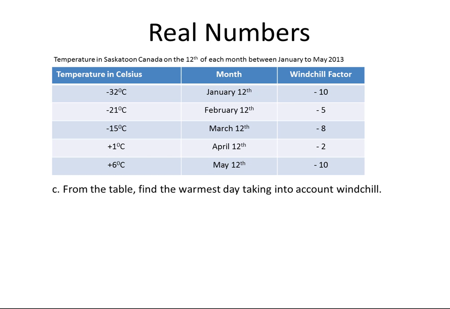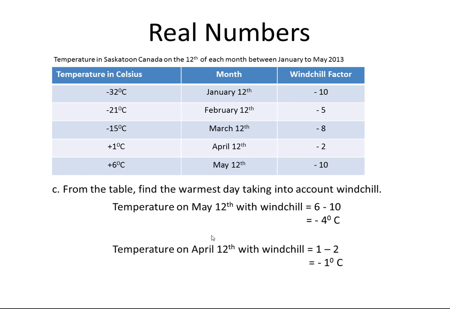From the table, find the warmest day taking into account wind chill factors. We know that the warmest day is either April the 12th or May the 12th. So on May the 12th, the reported temperature is 6, but the wind chill is minus 10. So the temperature is 6 minus 10, which is minus 4 degrees. And then on April the 12th, the reported temperature was 1, but there is a wind chill of minus 2. So we take 1 minus 2 to find the actual feel of the temperature, and this is equal to minus 1 degree Celsius.